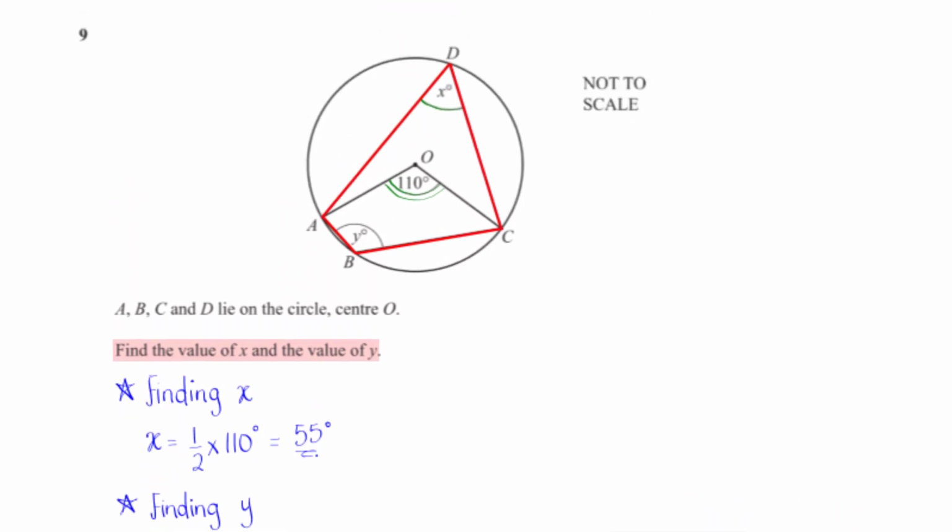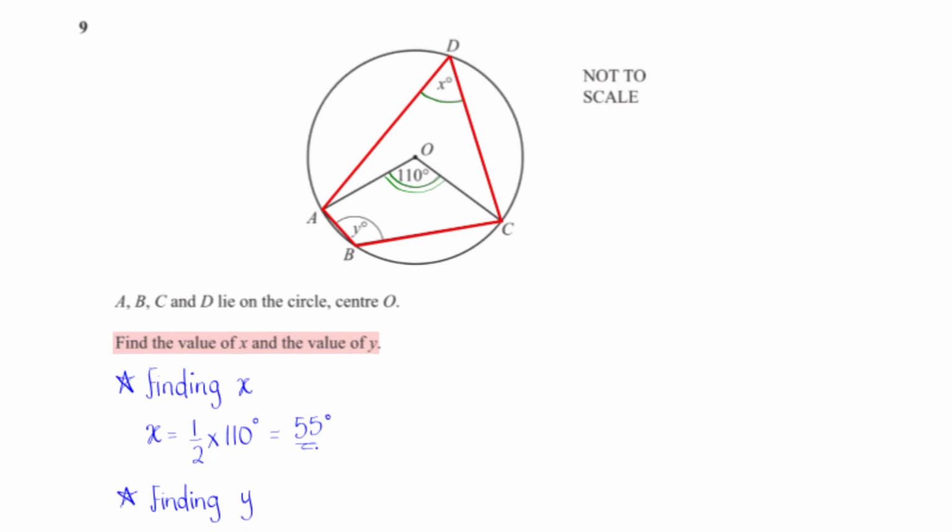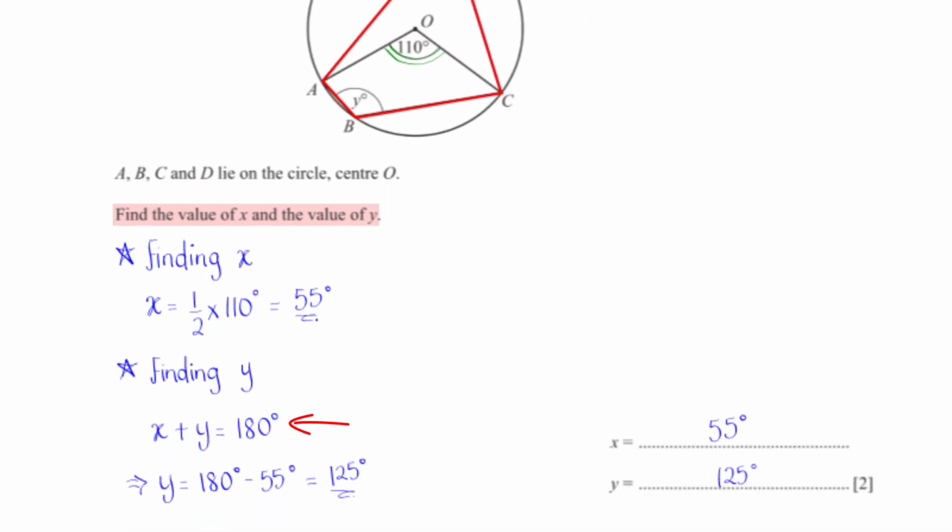ABCD is a cyclic quadrilateral. Opposite angles in a cyclic quadrilateral add up to 180 degrees. And so that means that x plus y is equal to 180 degrees. We found the value of x as 55 degrees. And so when we subtract it from 180 degrees, we get the value of y as 125 degrees.